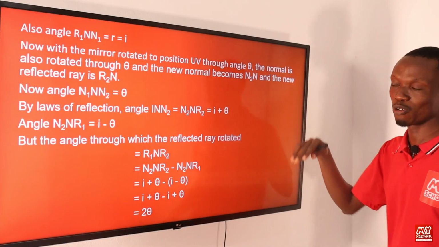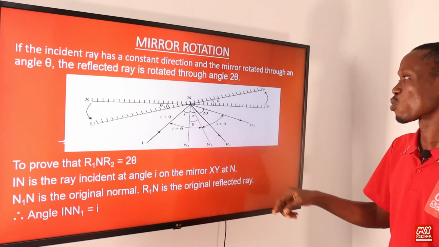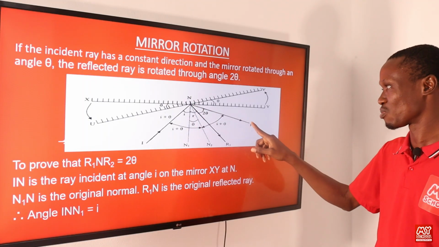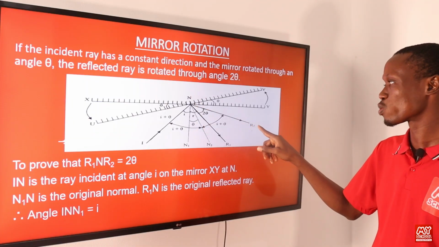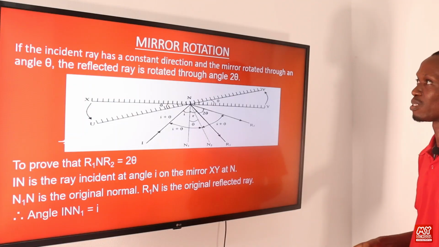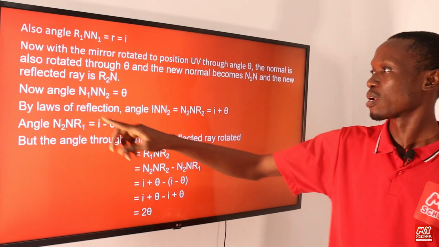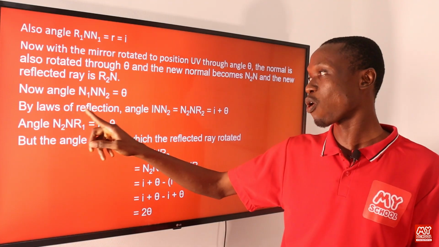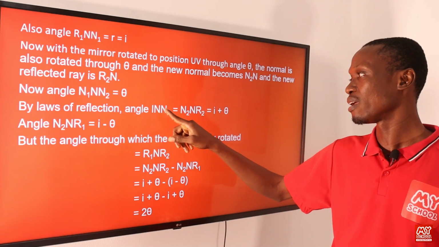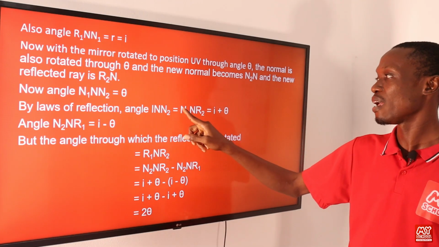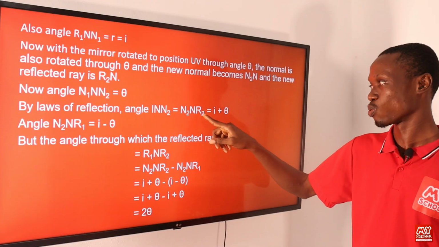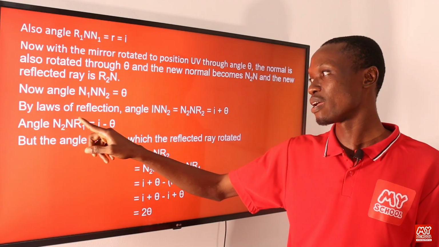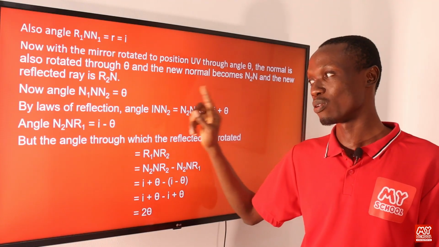So please, let's go back to the previous slide so that we can see this. So this is the new normal, N2, and this is the new reflected ray, N arrow 2. Okay, so let's return back, please. Okay, so now angle N1 N N2 is equal to theta. Now by the law of reflection, angle I N N2 is equal to N2 N arrow 2, which is equal to i plus theta, right? Then angle N2 N arrow 1 is equal to i minus theta.